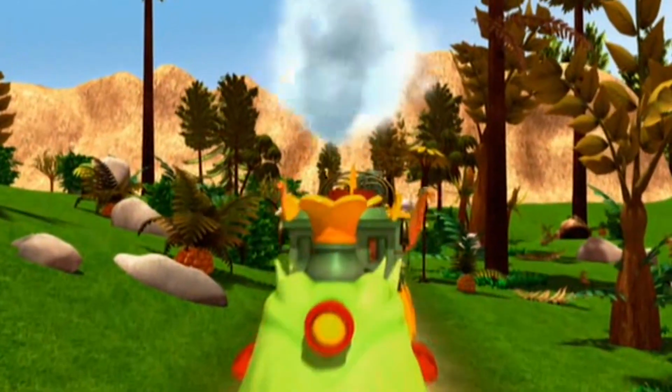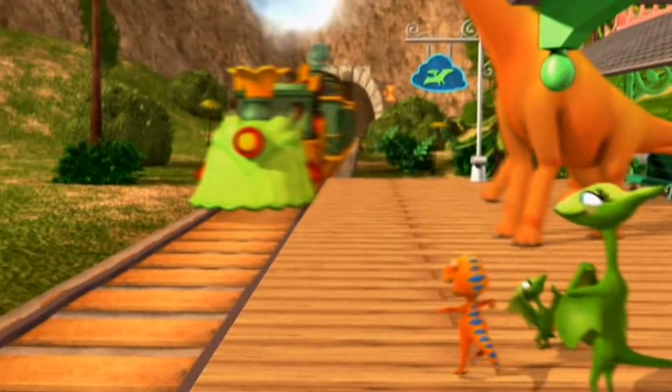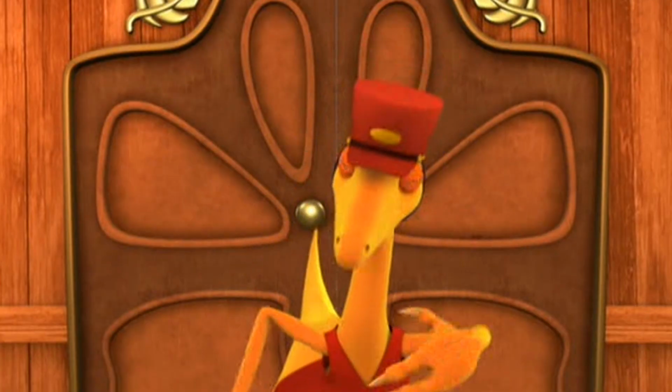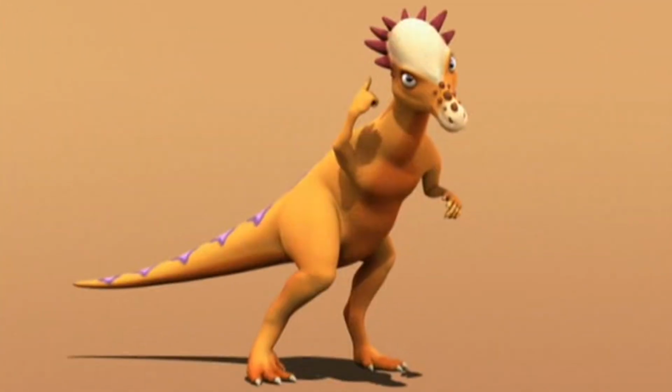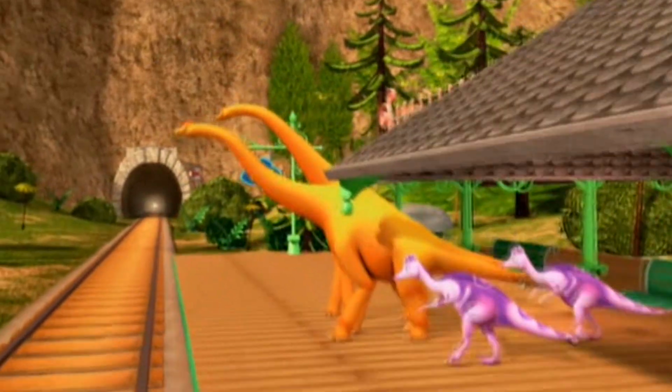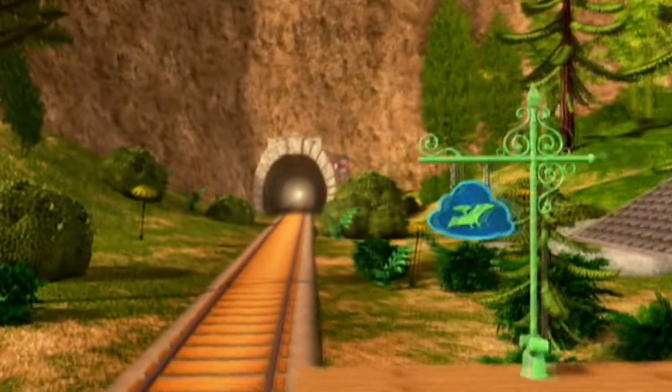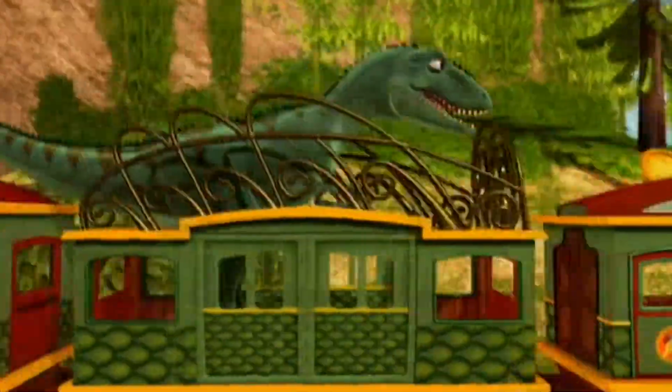Dinosaur Train 2009 to 2020. We are left with probably the most educational animated series about dinosaurs. It consists of 6 seasons and introduces viewers to many facts about animals from the era of dinosaurs.